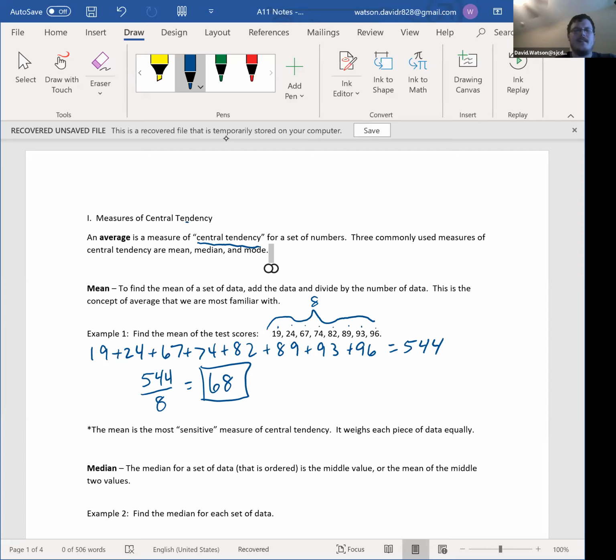A little note right here. The mean is the most sensitive measure of central tendency. So it weighs each piece of data equally, as in all of the data is included in this number 68.